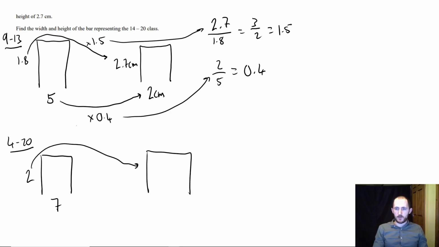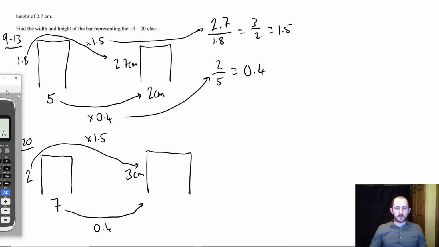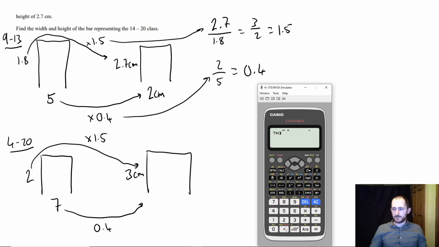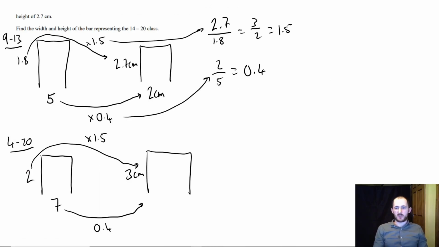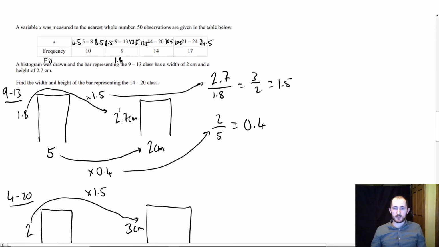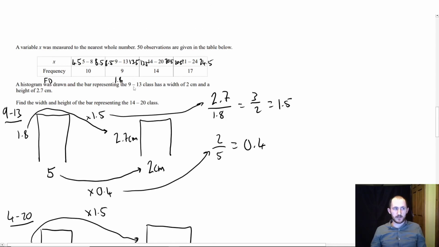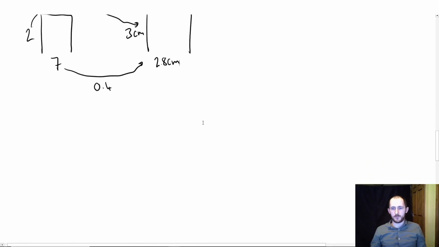So we're going to times that by 1.5, which gives me 3 centimeters. We're going to times this one by 0.4. It's a bit harder to do, so let's do 7 times 0.4 on a calculator. 2.8. Actually, that wasn't too difficult, was it? So the height would be 3 centimeters and the width would be 2.8 centimeters. Okay? So again, it's a question that they like to ask you quite a bit, and we're going to do another example question on that right now.